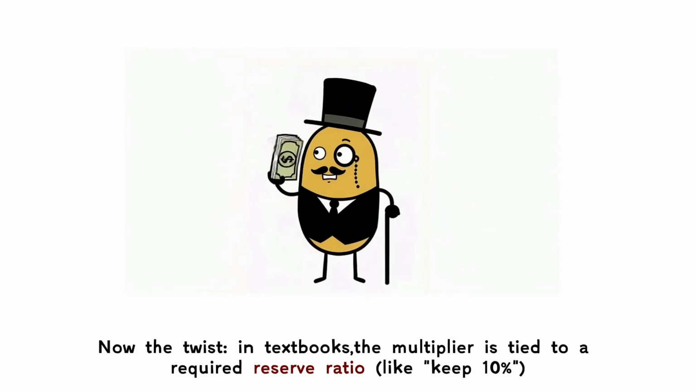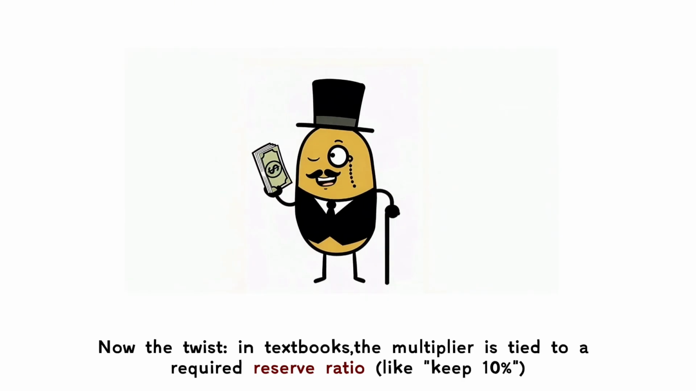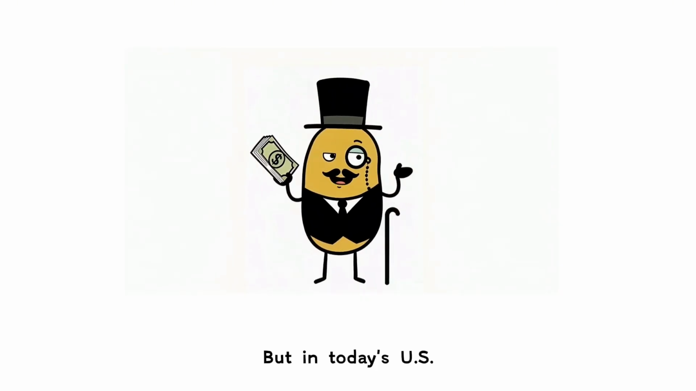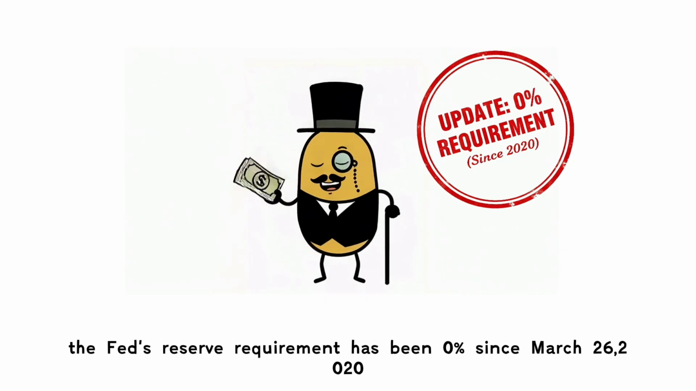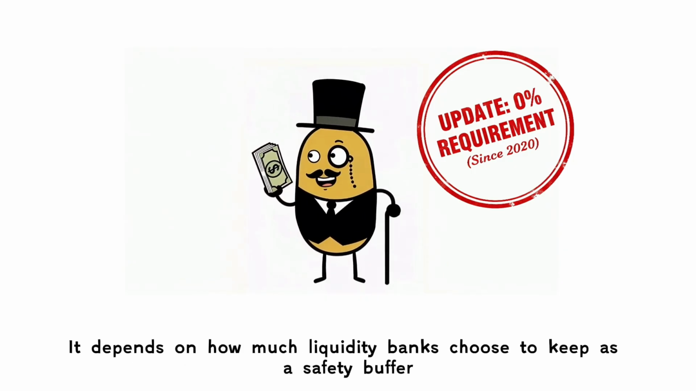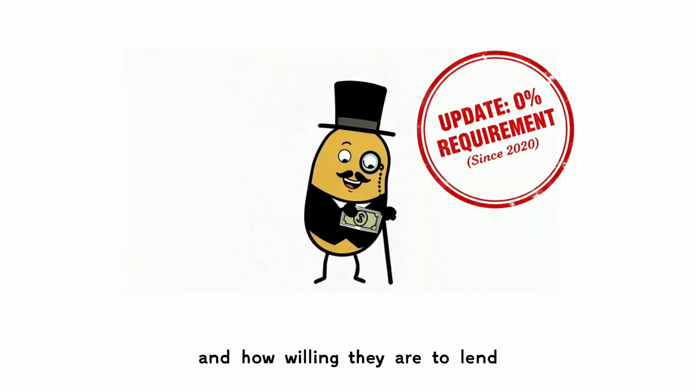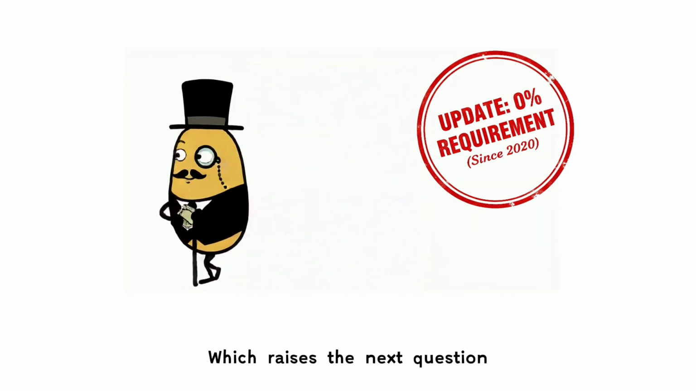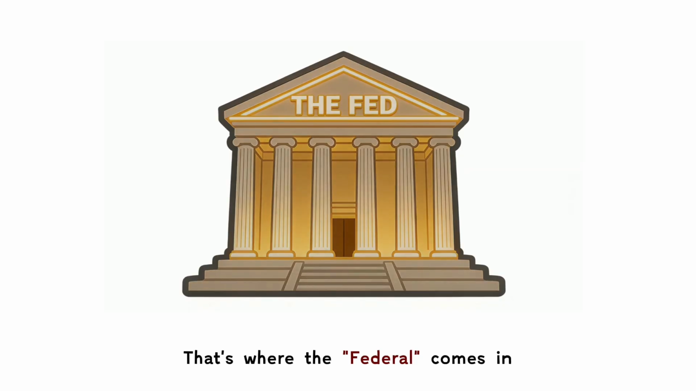Now the twist. In textbooks, the multiplier is tied to a required reserve ratio, like keep 10%. But in today's US, the Fed's reserve requirement has been 0% since March 26, 2020, so the multiplier isn't a fixed number anymore. It depends on how much liquidity banks choose to keep as a safety buffer and how willing they are to lend. Which raises the next question: who influences banks' mood? Tight or loose? That's where the Fed comes in.